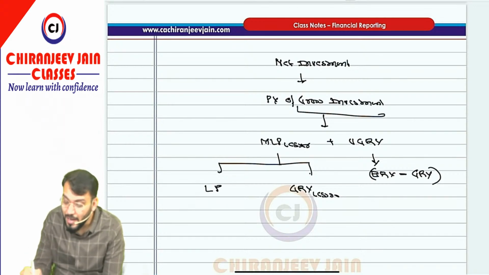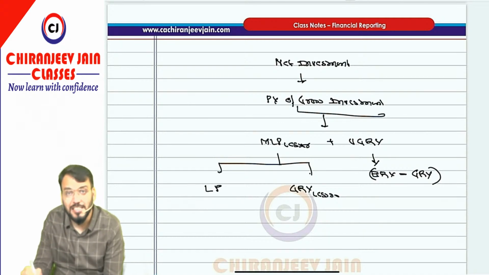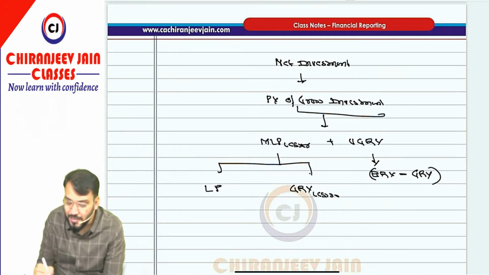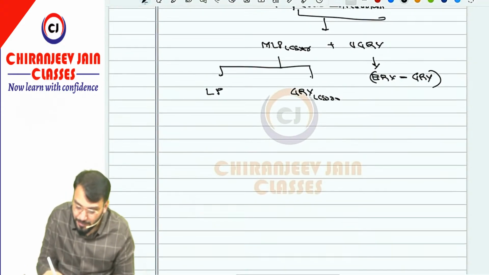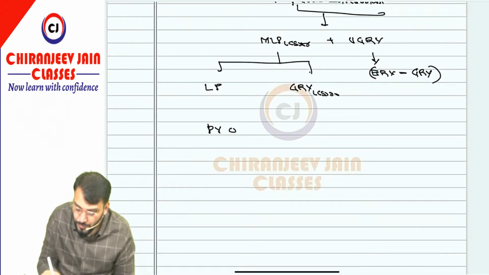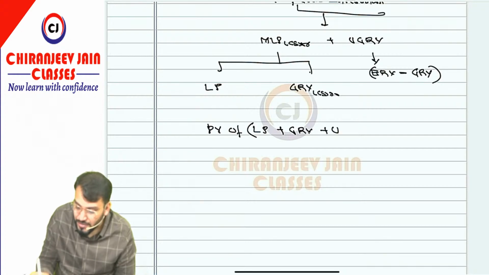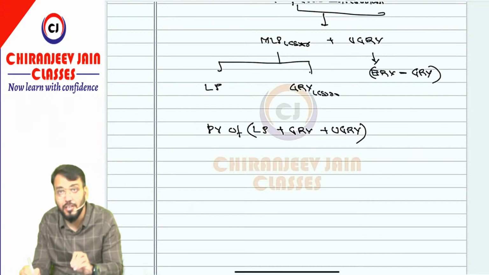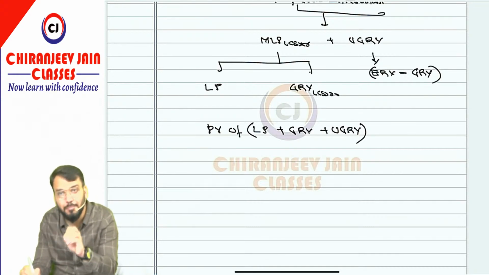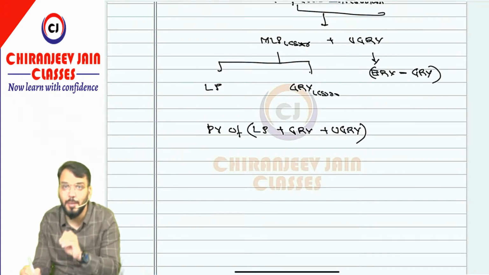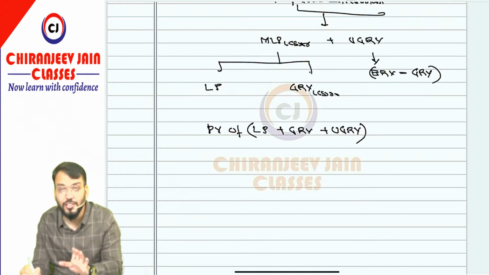Normally, are you getting? Unguaranteed residual value will be what? Expected residual value minus GRV, whatever has been given. So we can say that the net investment is nothing but present value of lease payment plus GRV plus UGRV. This can be seen. So net investment is nothing but present value of lease payment over the lease term plus GRV and plus UGRV. Correct? Got this point? Yes, sir.